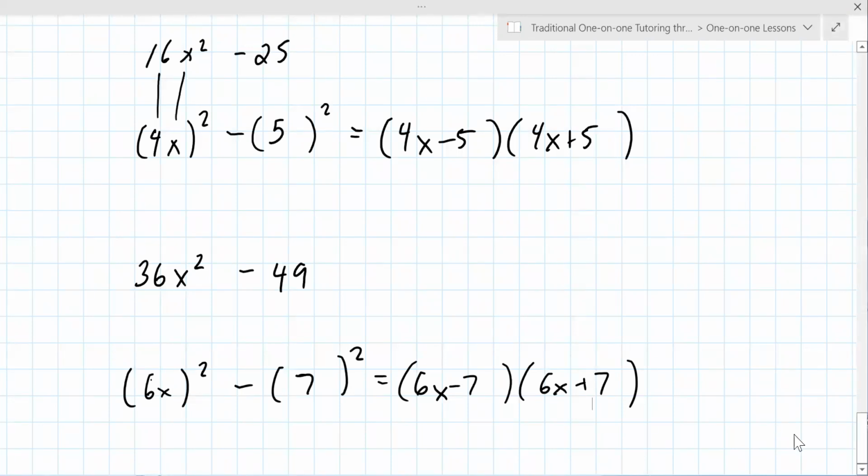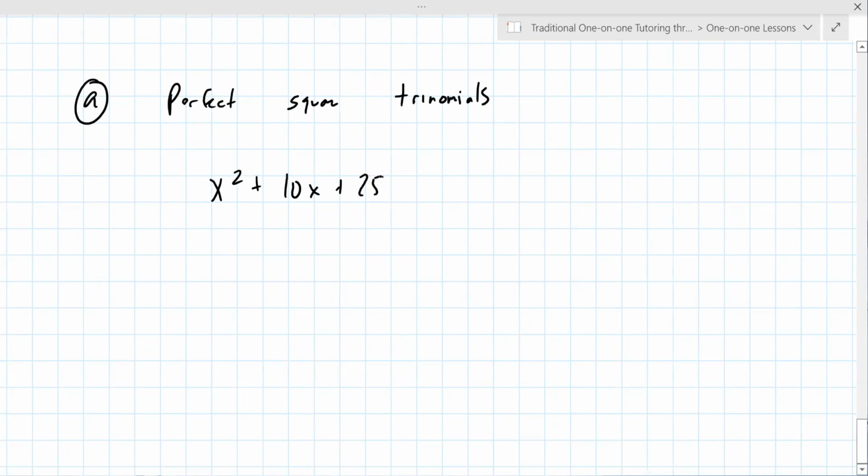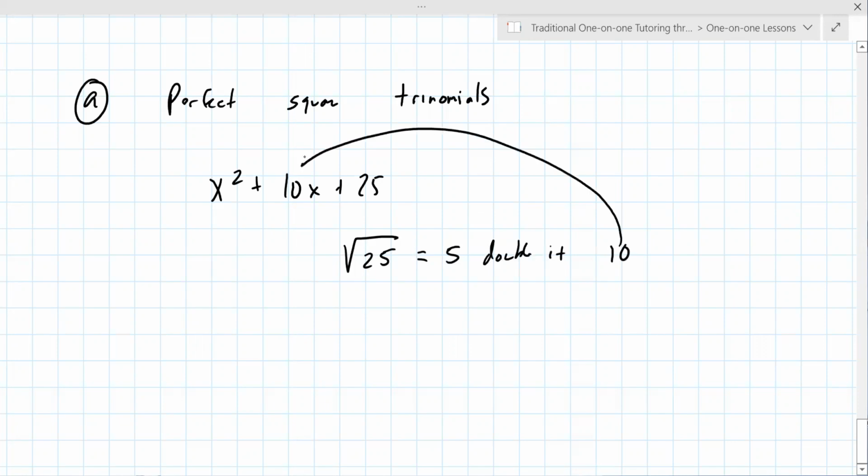All right, let's go to A. A is the next one. Okay. I guess these are called perfect square trinomials. The reason it's a perfect square trinomial is because of the square root of the last number. What is the square root of 25? 5. If you double it, it goes to 10. Do you see how there's a 10 right there?